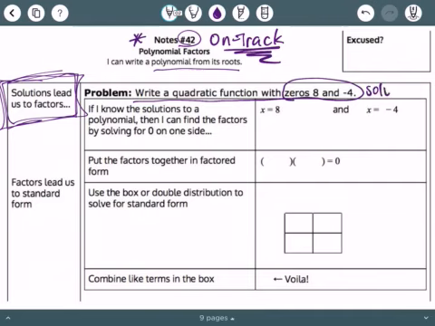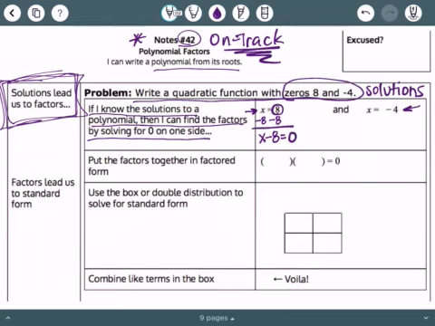Remember that zeros is another word for solutions, right? And so what that really means is that x equals 8 and x equals negative 4. If I know the solutions to a polynomial, then I can find the factors by solving for 0 on one side. So I want to get this to be 0. The way that I'm going to do that is I'm going to subtract 8 on both sides. That's going to give me x minus 8 equals 0. That's one of my factors.